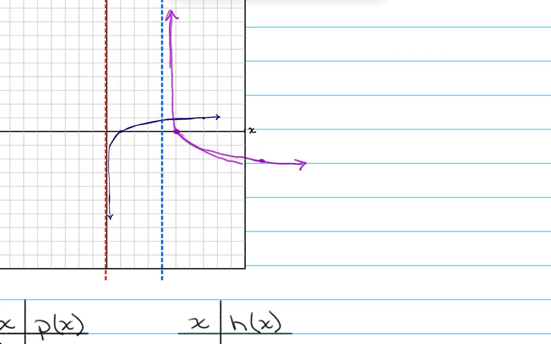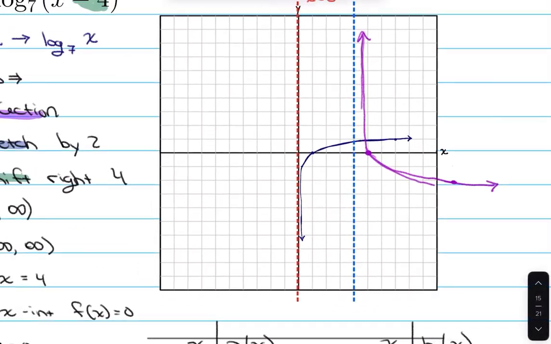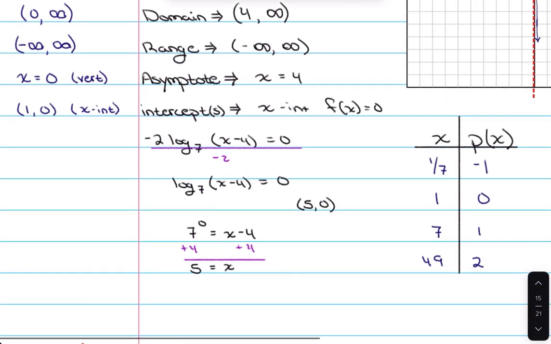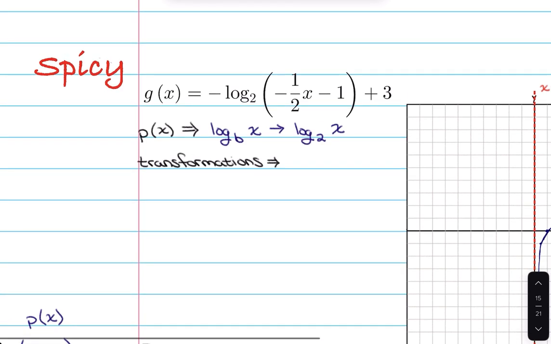Okay. And there is our shifted picture. We shifted it over, we stretched it out, and then we flipped it. All right. So there's our medium one. We got one more to go. Let's go spicy. Again, all you're doing to make things spicier is adding more transformations. The more transformations you do, it doesn't really make it harder. It makes more things that you just have to be aware of.